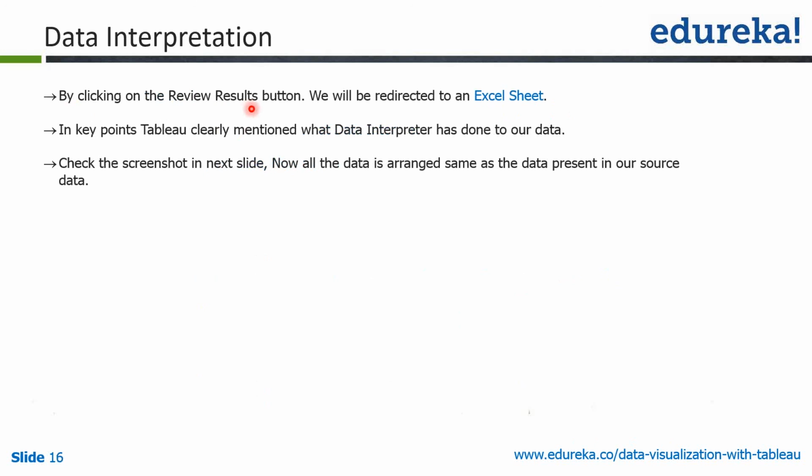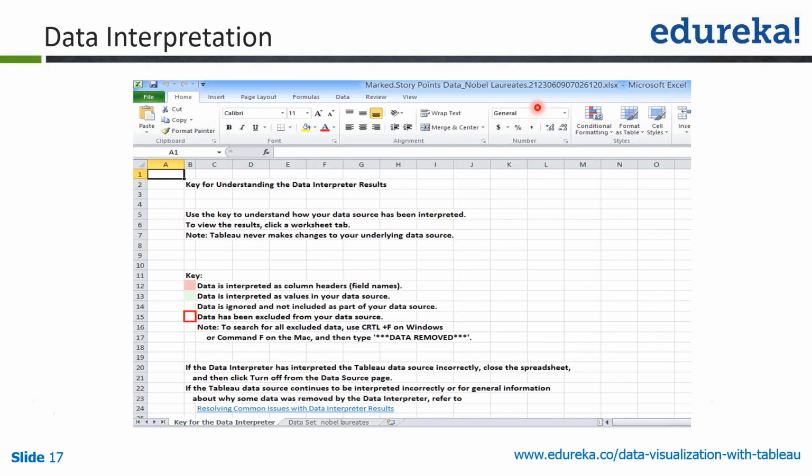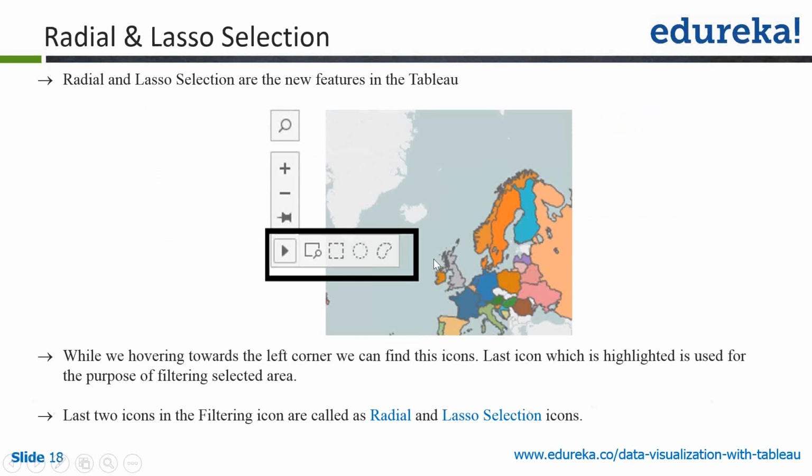When you click on review results, you will be redirected to an Excel sheet. And how does that Excel sheet look? Like this, right? It says that data is interpreted as column headers. If that is the case, you would see this red icon, and a green icon if you feel that data is interpreted as values in your data source. And this is the end result of data interpretation in Tableau. Last but not the least option here is radial and lasso selection icons.